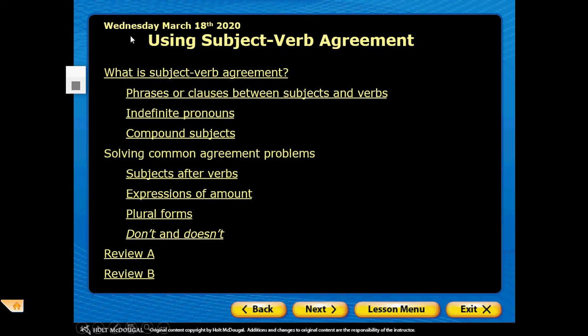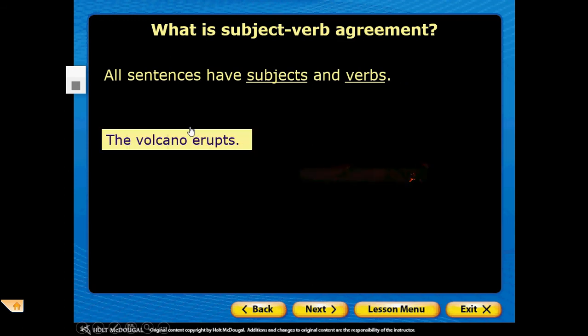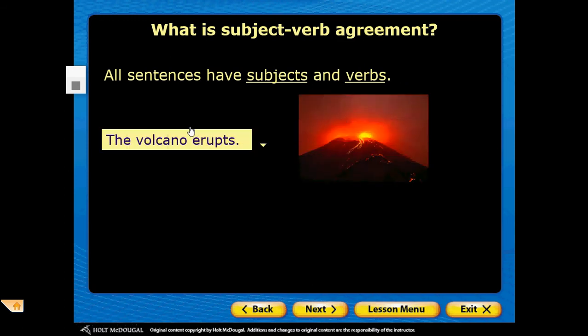So what is subject-verb agreement? All sentences have subjects and verbs. Let's have a look at this sentence here. The volcano erupts. So the subject? I think the volcano, because it's what the sentence is about. Yes. And the verb, the doing word? Erupts. Yes, this is the action of the verb.